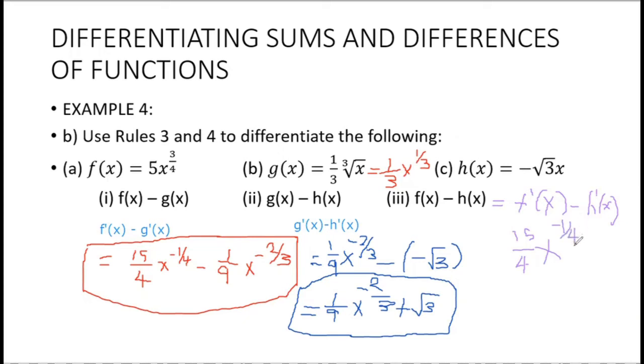Then minus, meron rin tayong h of x or h prime of x. Minus, yun yung negative square root of 3. So, negative square root of 3. Okay, so ayusin lang natin. So, final na natin. So, magiging sagot natin ay 15/4 x raised to negative 1/4 plus negative of negative square root of 3. So, magiging plus square root of 3. Okay, and that's it.